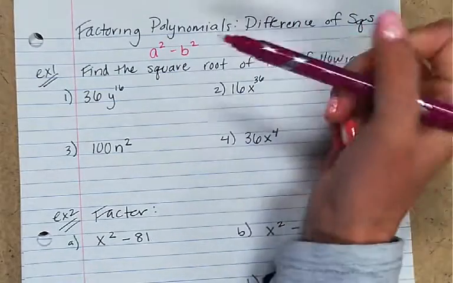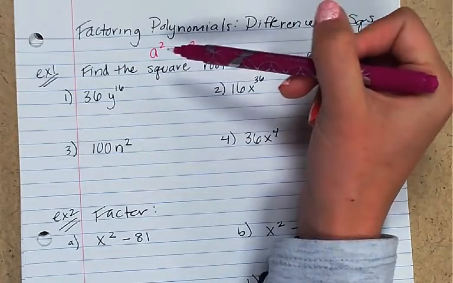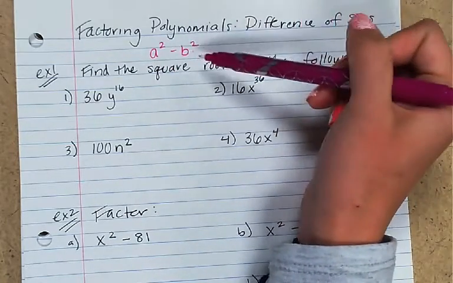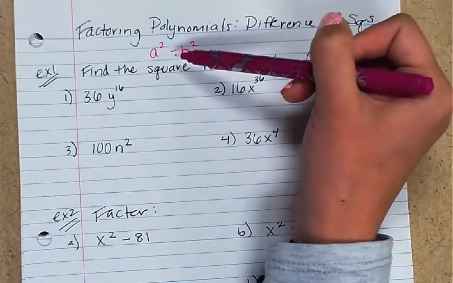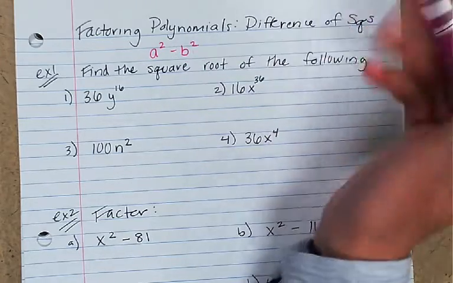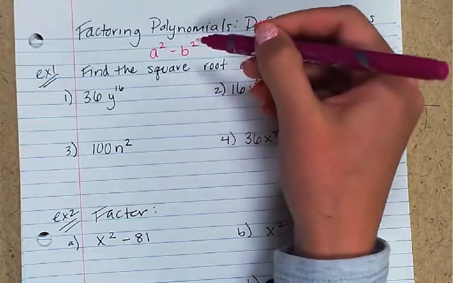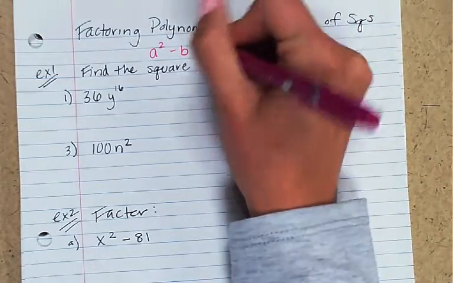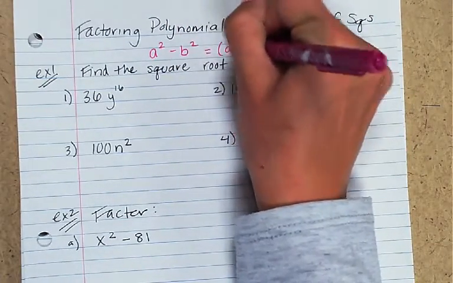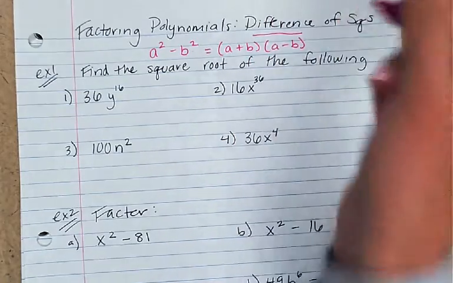So the key is you can only have two terms. We've been factoring a lot of things that have three terms. If it's a difference of squares, it's two terms. It has to be subtraction. You can't do it if it's addition. So it has to be subtraction, hence the word difference. And then the two values have to be perfect squares. So if you have something squared minus something squared, it factors into a plus b times a minus b.